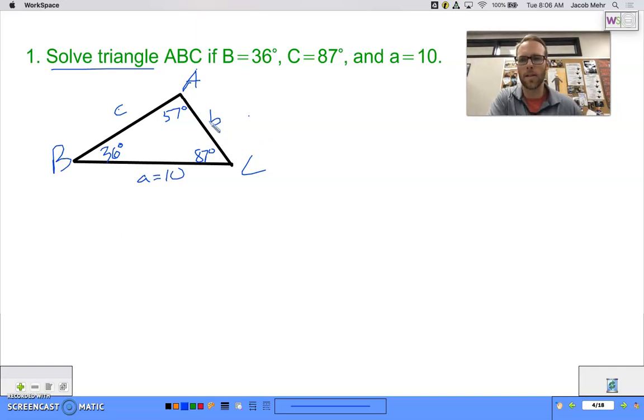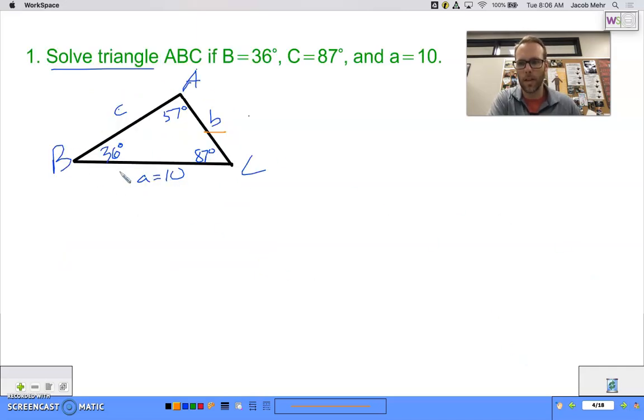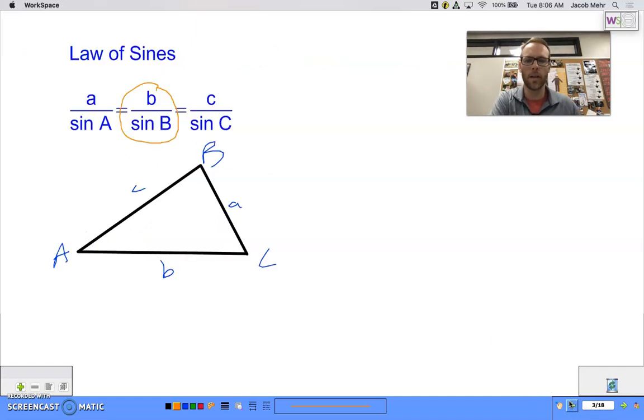Well, let's start with side B. Now, if we look back at our law of sines, side B is here. We have to know the sine of angle B. Do we know angle B? Yes, we do. It's right here. So I'm going to say B over the sine of angle B. So B over the sine of 36 degrees is equal to, now I need to put another side of the proportion. And I can either use this one or I can use that one. Depends on the information that I have.